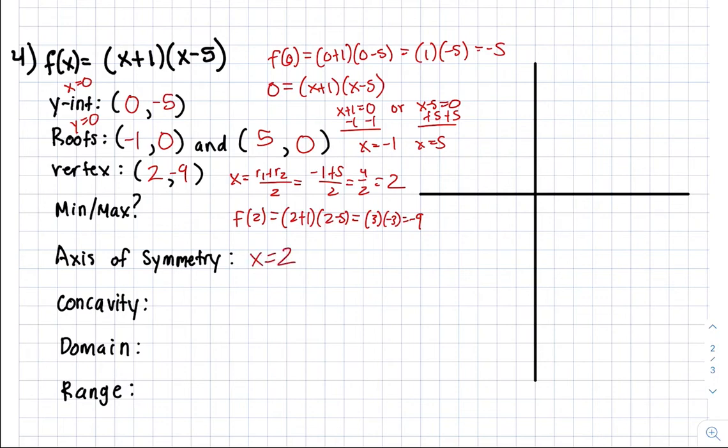So concavity: it doesn't say it, but this has a coefficient of 1, so we know a is greater than 0, which means it's a happy face, and that means it opens up. So when it opens up, if you guys notice, it's going to have a minimum.